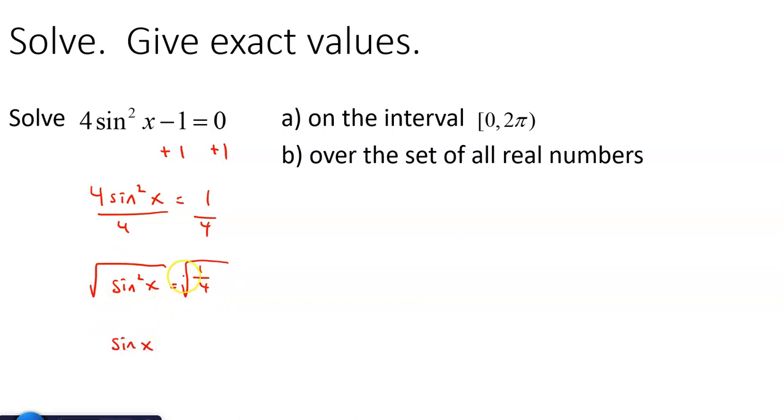If I take the square root here, I've got to put a plus minus. So I get plus minus, the square root of 1 is 1, square root of 4 is 2. So I get plus minus a half. So now I need to find all the places where the sine is either a half or negative half. So in the first quadrant, it happens at pi over 6, second quadrant at 5 pi over 6. Those are the two places where the sine is positive half. Now go third and fourth quadrant to see where it's negative half. So if it's 5 pi over 6, it's also going to be 7 pi over 6, and then 11 pi over 6.